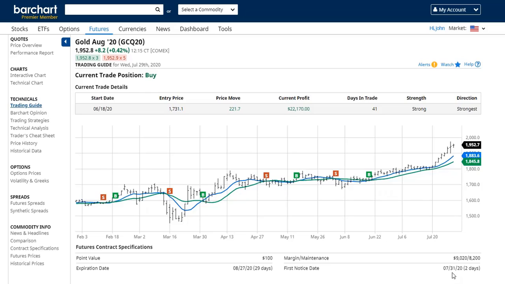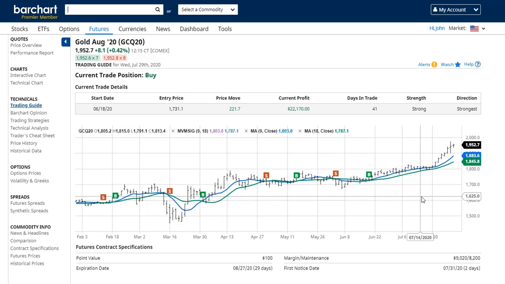If I'm in this August gold position, and I've been in it now for 41 days, by Friday I'm going to have to get out of this trade. There are many reasons why. One of them is that if you own a position inside of first notice day, you could be assigned delivery. That's something we as speculators don't want. But the real reason is that most brokers are not going to allow you to own a position past first notice day, because it puts them at risk as well. So you're going to have to exit this trade.